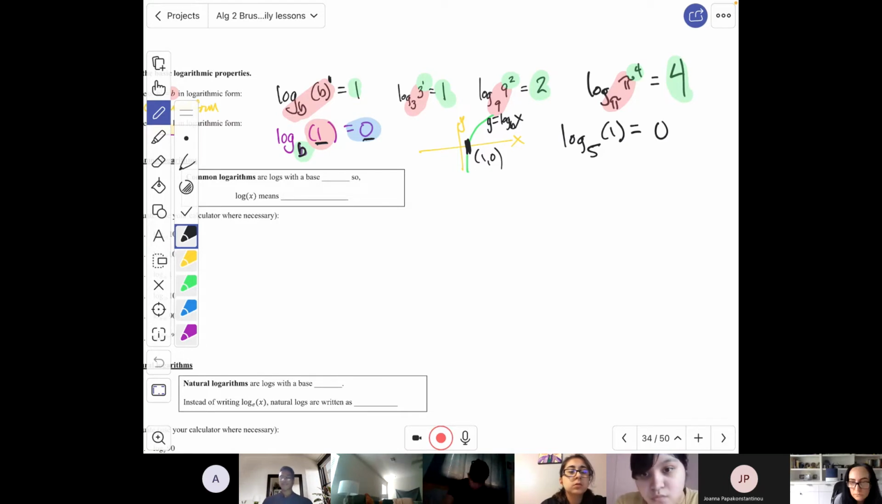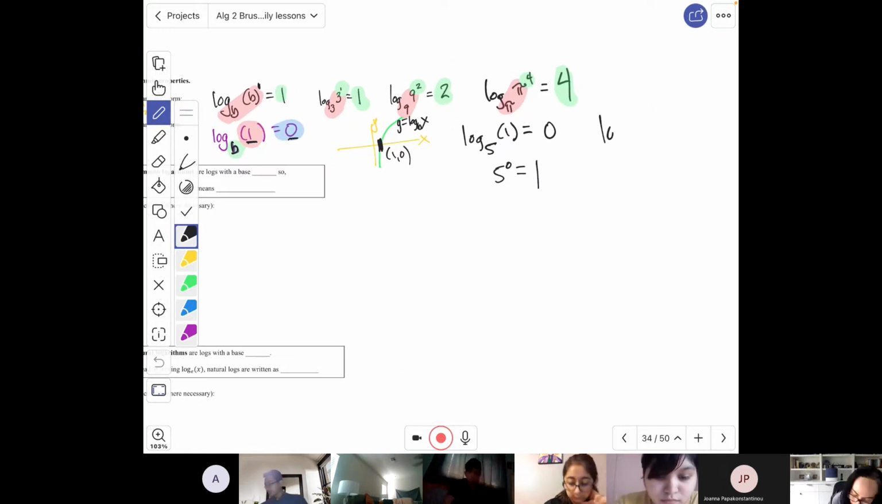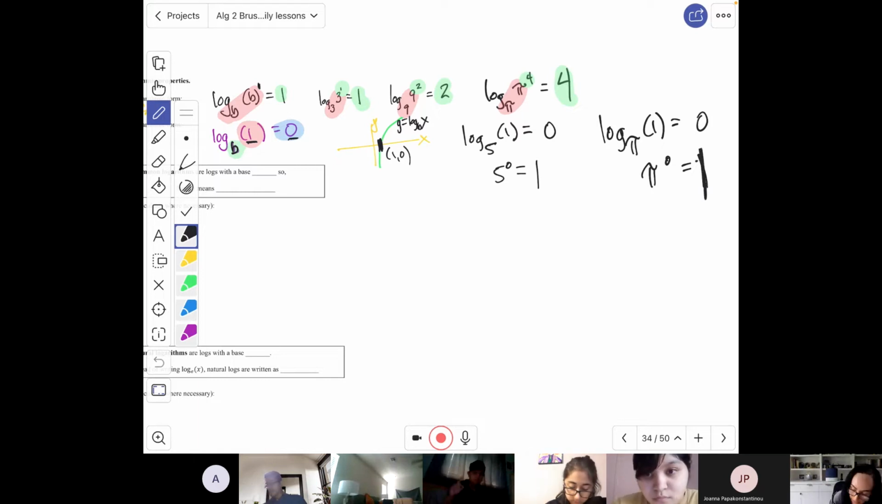Zero, because 5 to the 0 power is 1. If I give you log base pi of 1, what does that equal? 0, because pi to the 0 is 1. Right? Any number other than 0 to the 0 power is 1.